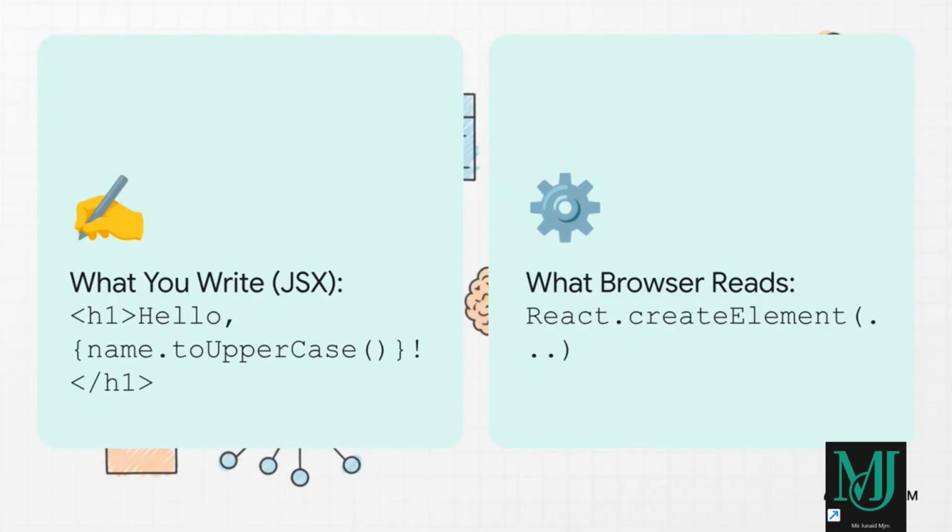JSX, the developer's delight. Now when you write React code, you use something called JSX. It looks like HTML, but here's the twist. Browsers don't actually understand JSX. JSX is what we call syntactic sugar. Behind the scenes, it turns into plain JavaScript using React's createElement function. So JSX makes our code look clean and intuitive while still giving us the full power of JavaScript.